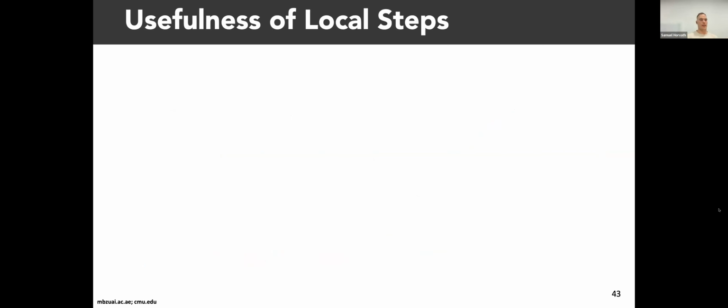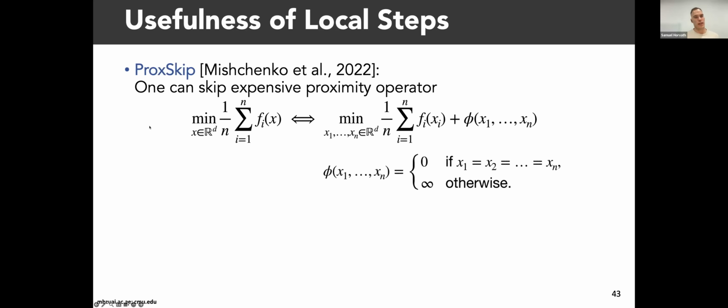So that brings us to more recent work that essentially managed to prove the benefit of local steps. One of them is ProxSkip by Konstantin Mishchenko and co-authors, where they use this actually quite nice trick where they first reformulate the problem of federated learning into the following problem.